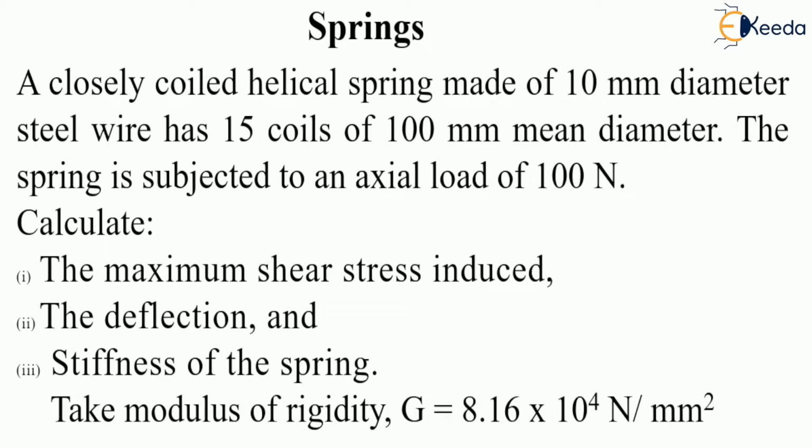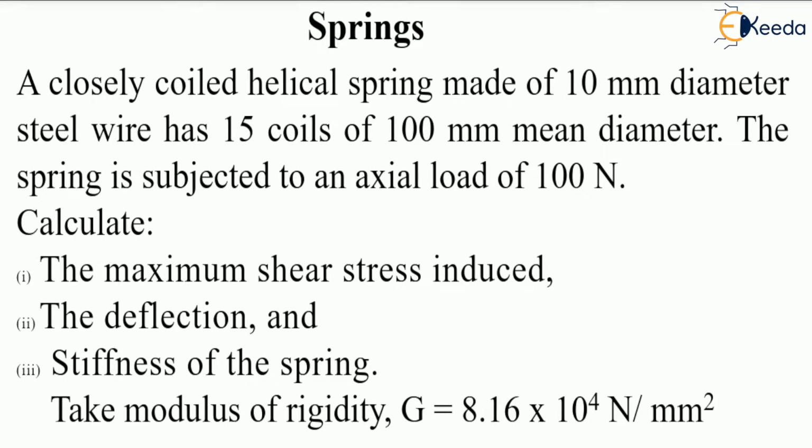In this question it is given that a closed coiled helical spring made of 10 mm diameter steel wire has 15 coils of 100 mm mean diameter. The spring is subjected to an axial load of 100 Newton. We have to calculate the maximum shear stress induced, the deflection and the stiffness of the spring. Modulus of rigidity is given as 8.16 multiplied by 10 to the power 4 Newton per millimeter square.